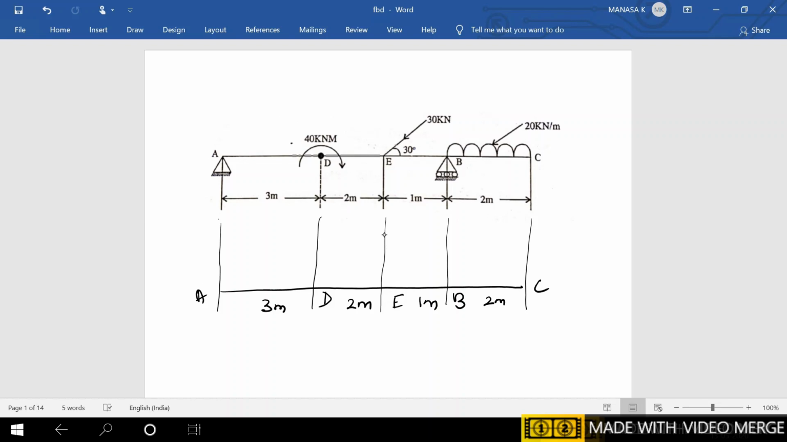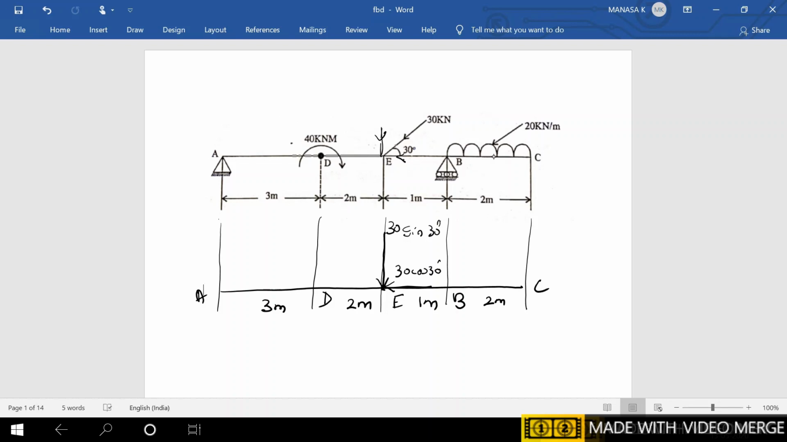If it is an inclined point load, you have to resolve the force. Since the arrow mark is like this, one component will be like this and the other component will be like this. So this will be downwards with 30 sin 30 degree. This will be 30 cos 30 degree. So this is the resolution of the inclined force.